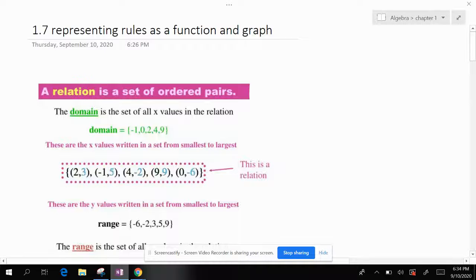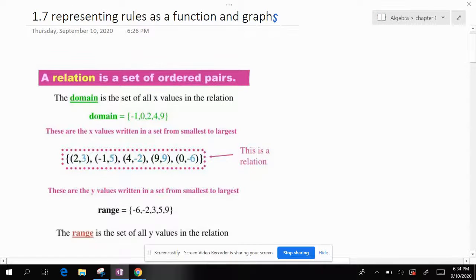So today we're going into 1.7 at school, representing rules as functions and graphs. All right. So a relation is a set of ordered pairs. Something very important to have in your notes, so make sure you're taking some. A relation is a set of ordered pairs.